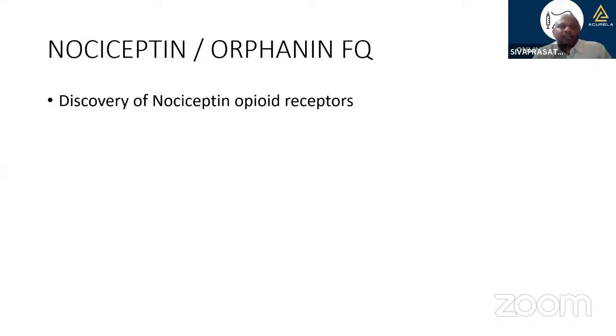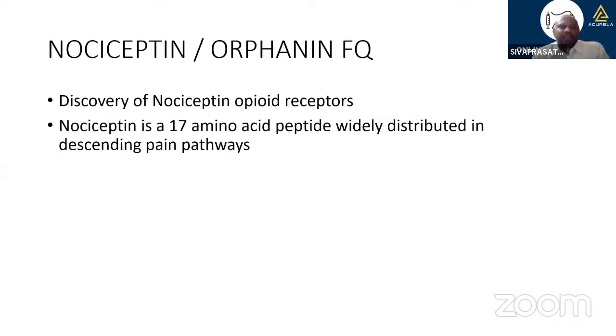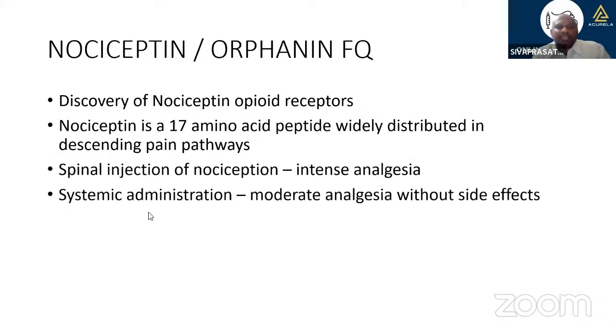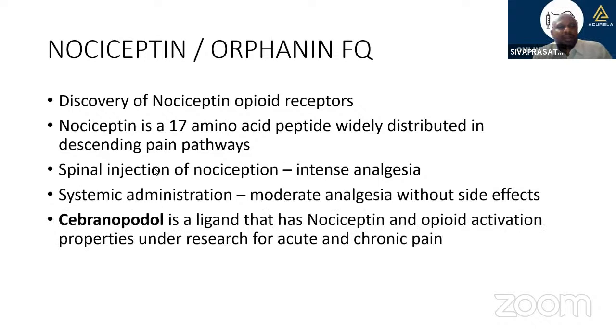There is a different discovery in recent times called the nociceptin opioid receptor. The search for an endogenous ligand led to nociceptin, a 17 amino acid peptide widely distributed in the descending pain pathways. They have found that spinal injection of nociceptin, or orphanin FQ, produces intense analgesia, and systemic administration produces moderate analgesia without any side effects. So they are developing a nociceptin-like ligand called cebranopadol, which has completed phase 1 and phase 2 trials, and it is yet to go into the neuraxial opioid list.